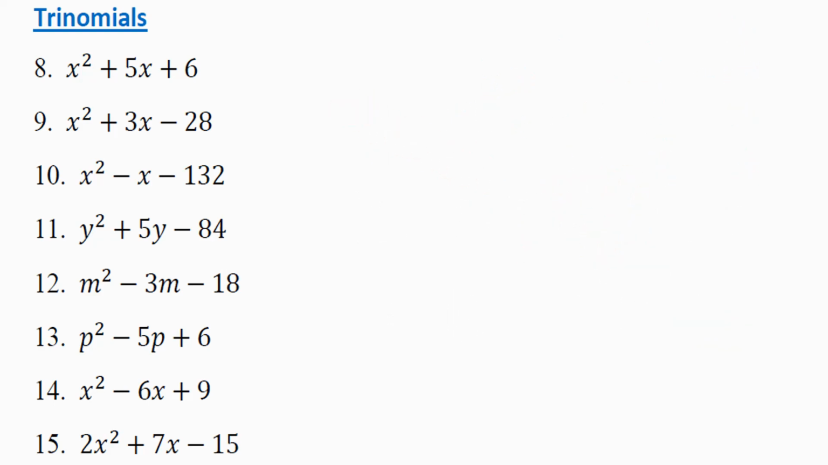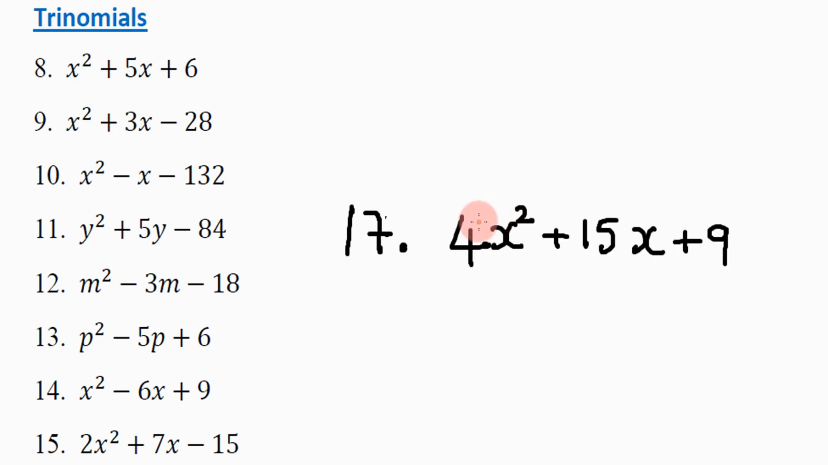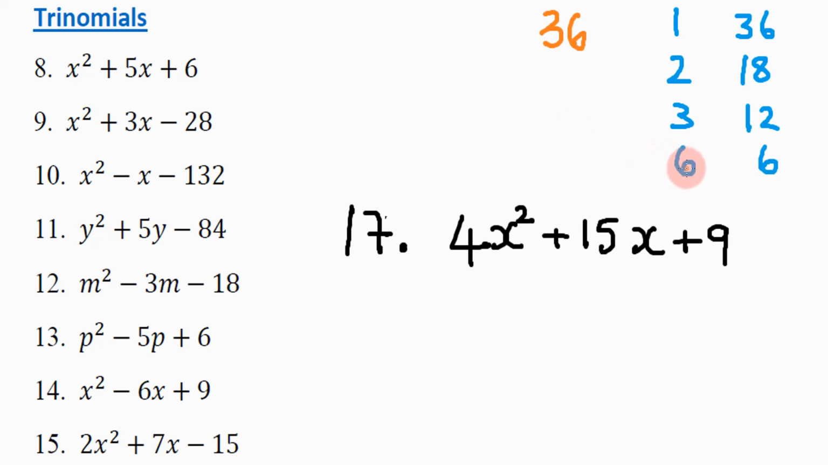Let's look at number 17. Once again, note that the x squared coefficient is not 1. In this case, it's 4. So we're going to use the following method again. So we take the x squared coefficient and multiply it by the constant. So 4 times 9, or 4 times positive 9, will give us 36. Now we write down all the factors of 36. So 1 and 36, 2 and 18, 3 and 12, and 6 and 6.